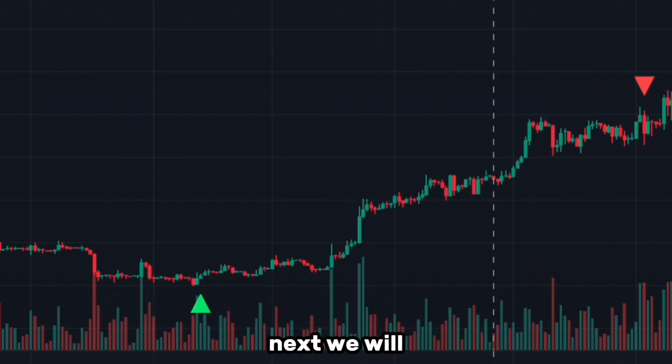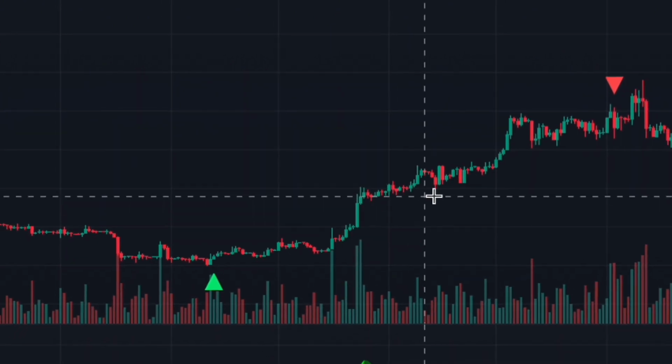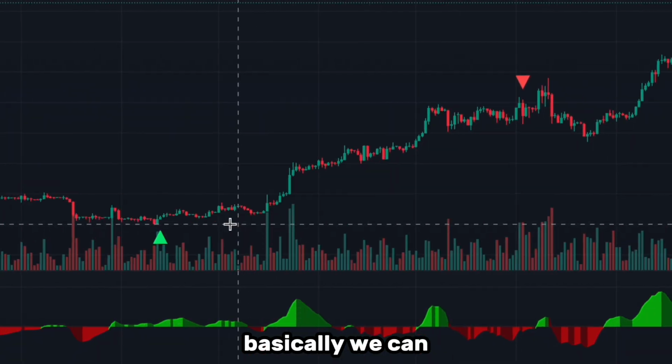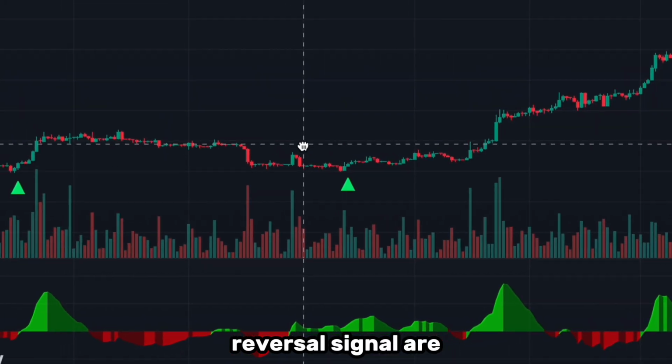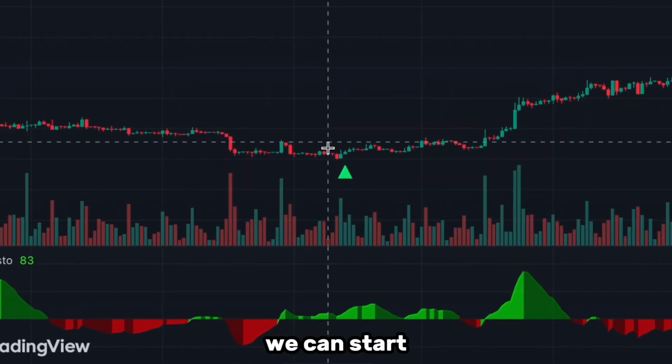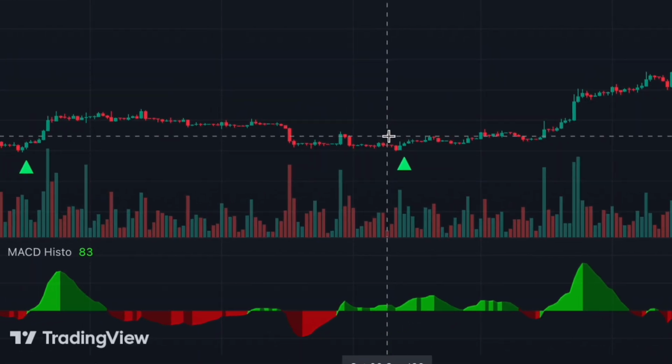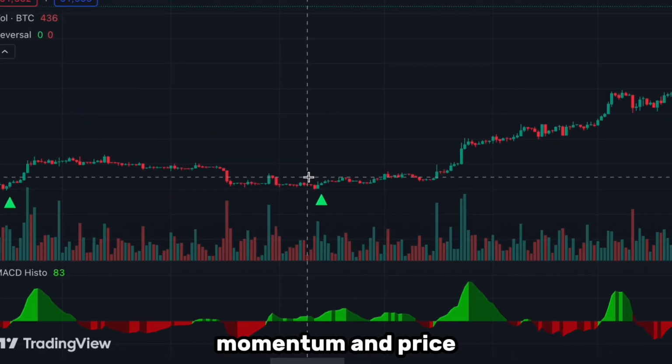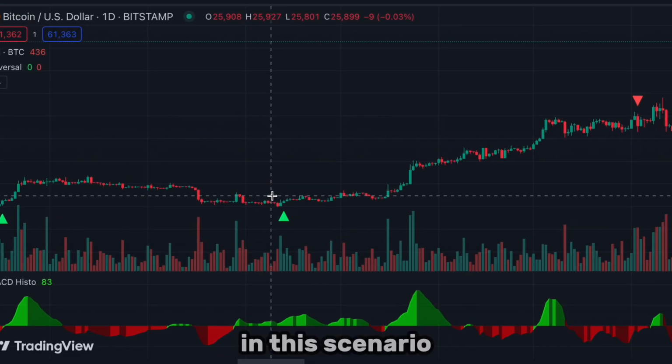Next, we will try to study the chart. In the chart, basically we can see when the reversal signal is formed. We can start to plan for our trade. The signal being formed means that there can be changes in candlestick momentum and price action. In this scenario, we can start to plot our trading strategy. We can plan our trading with suitable cut loss and take profit.